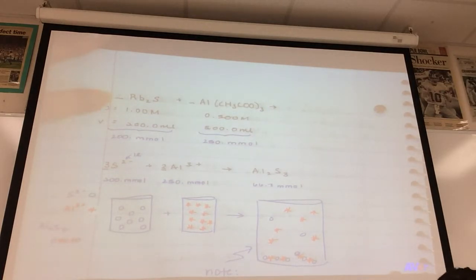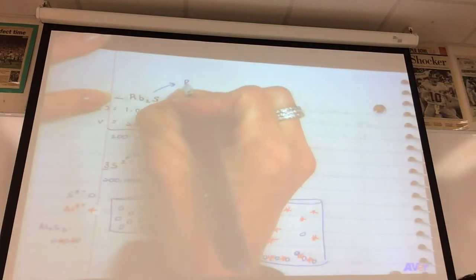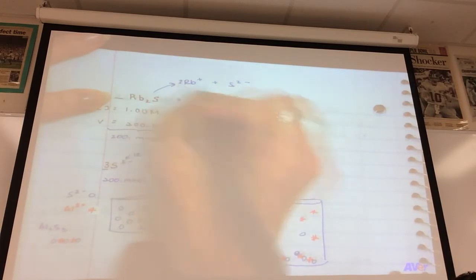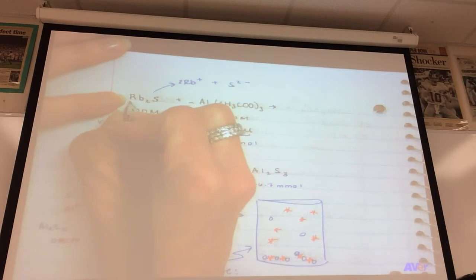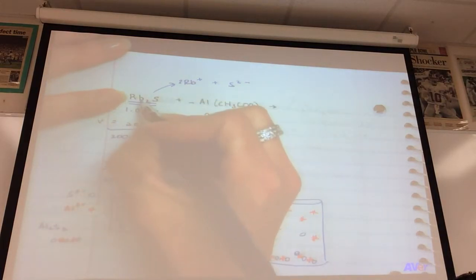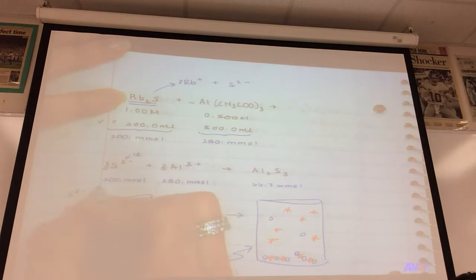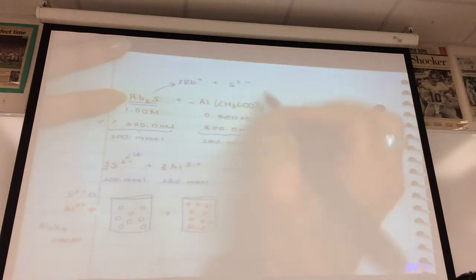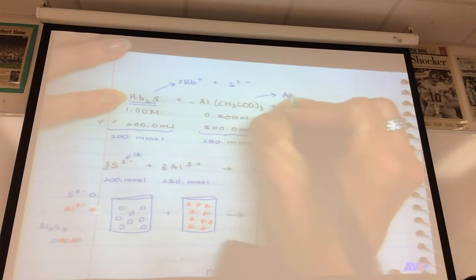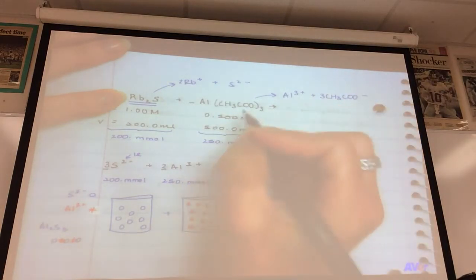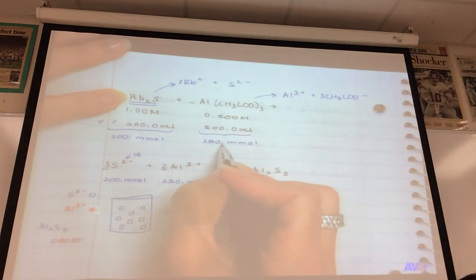In regard to rubidium sulfide, you know that rubidium sulfide is comprised of rubidium ion and sulfide ion. You'd have 2 of these and 1 of these, but it doesn't even matter. You have rubidium sulfide here, and for every 1 rubidium sulfide, you generate 1 sulfide ion. So whatever the millimole amount is here will be the amount here, regardless of this coefficient. Similarly here, for every 1 mole of this, you have 1 mole of aluminum ion and 3 moles of acetate ion. So again, a 1-to-1 mole ratio, so whatever this is, this is.